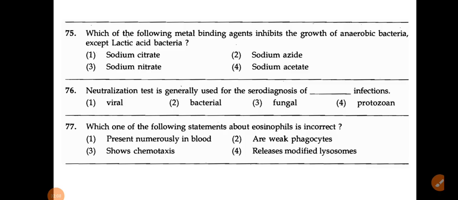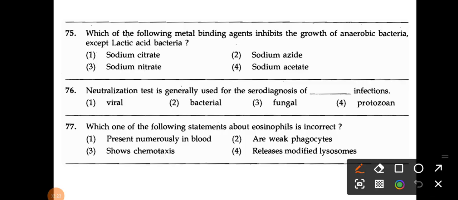The next 75th, which of the following metal binding agent inhibit the growth of anaerobic bacteria except lactic acid bacteria? The options are sodium citrate, sodium azide, sodium nitrate and sodium acetate. So what is the correct answer here? That is the sodium azide, because they have asked the except lactic acid bacteria. The neutralization test is generally used for the serodiagnosis of viral infection, bacterial infection, fungal infection and protozoal infection. So here also the correct answer is your viral infection.